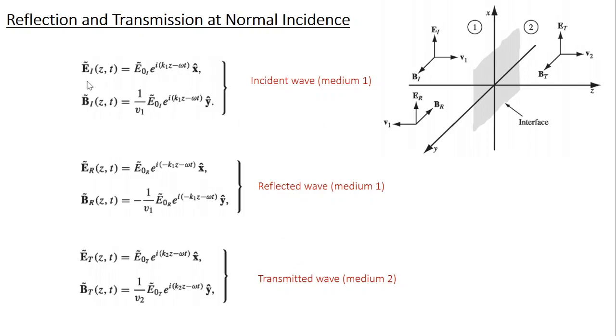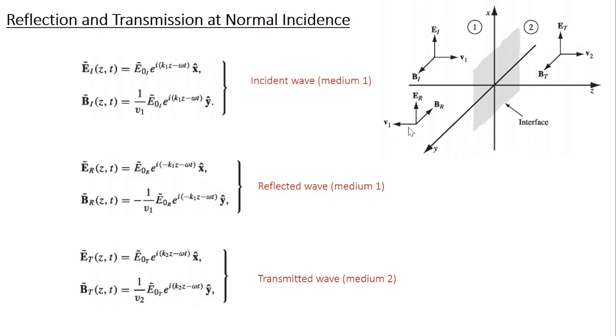For the incident wave, E_I complex equal to E naught I complex e to the power i(k1 z minus omega t) x cap, where k1 is the propagation vector in medium 1. Similarly, B_I complex equal to 1 over V1 E naught I complex e to the power i(k1 z minus omega t) y cap. So this is for the incident wave.